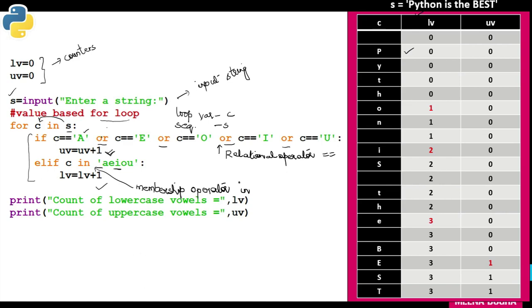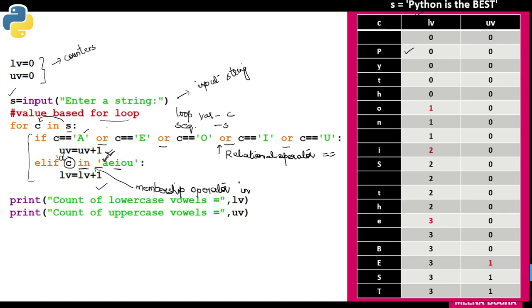Fine. And if my C is not an uppercase vowel, then in the elif block, I will check if it is a lowercase vowel. So here I have conveniently used my membership operator, which checks, suppose C in A, right? Then I can check if C in A, E, I, O, U. Now this would be case sensitive matching, children.